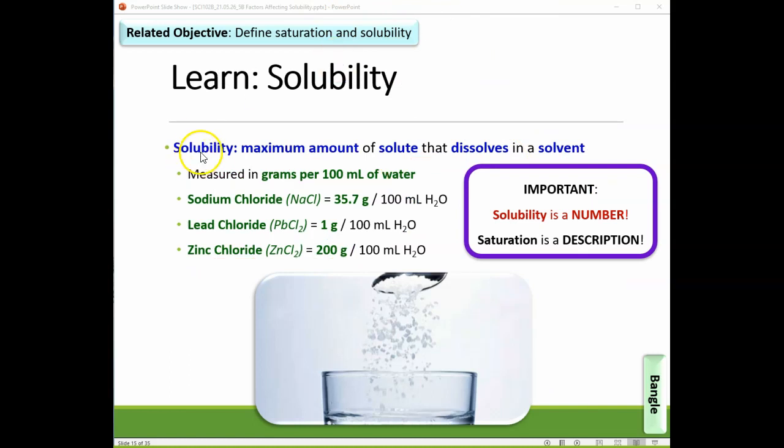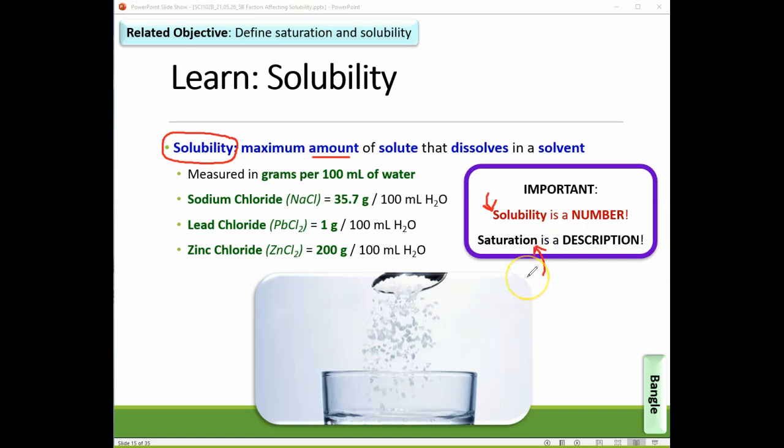All right, so taking a look here, solubility is the new term that we're learning today, and solubility is an actual amount. So it's the maximum amount of solute that can dissolve into a solvent. So these two things are related to each other, right? At saturation, no more solute can dissolve, and then solubility is going to be what is that maximum amount. This is really important to understand, though, that solubility is an actual number, whereas saturation is just a description.